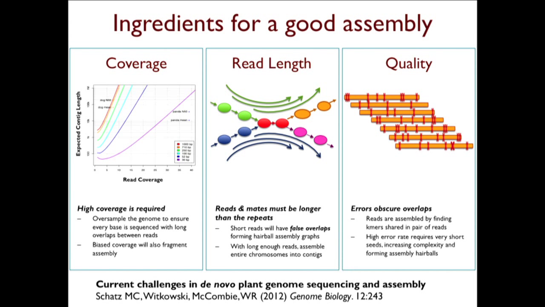And then the third ingredient that you absolutely have to have is sufficient data quality. I mean this in a very broad sense. Obviously, if your sequencing instrument is making a lot of sequencing errors, that's going to be problematic. But also upstream of that, if your library preparation has contamination or biases, or the sample you collected from is in some way contaminated, that could be really problematic.